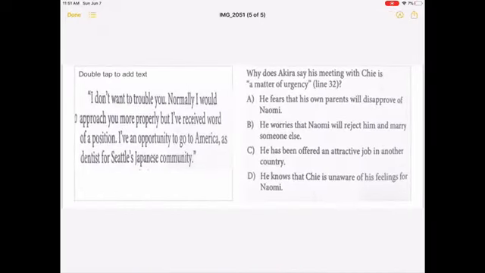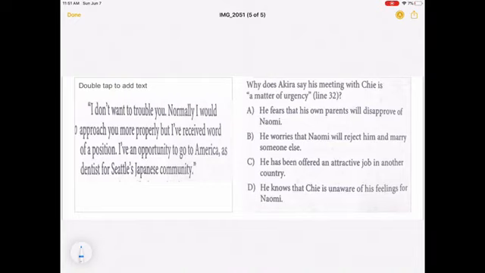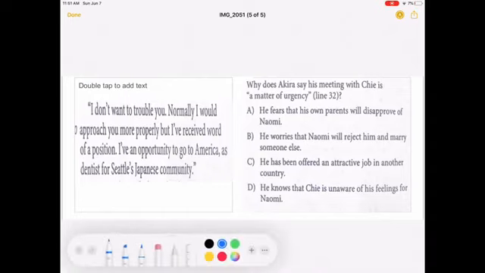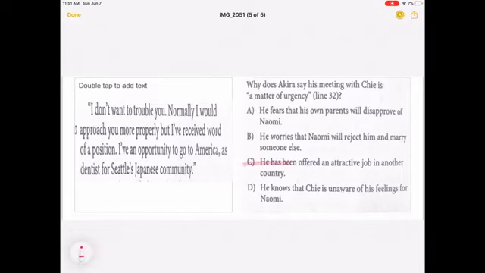Let's look at this question. Why does Akira say his meeting with Chi is a matter of urgency? Now, in the first question, I'm not going to solve it. I'm actually going to provide you with the answer and the explanation, and then we can solve together in the upcoming questions. So the answer in this question is C. He was offered an attractive job in another country. Why is that the correct answer? Well, because like we said, the SAT exam makers like to make the answer the same as the quote or what was provided between citations, but in other words.